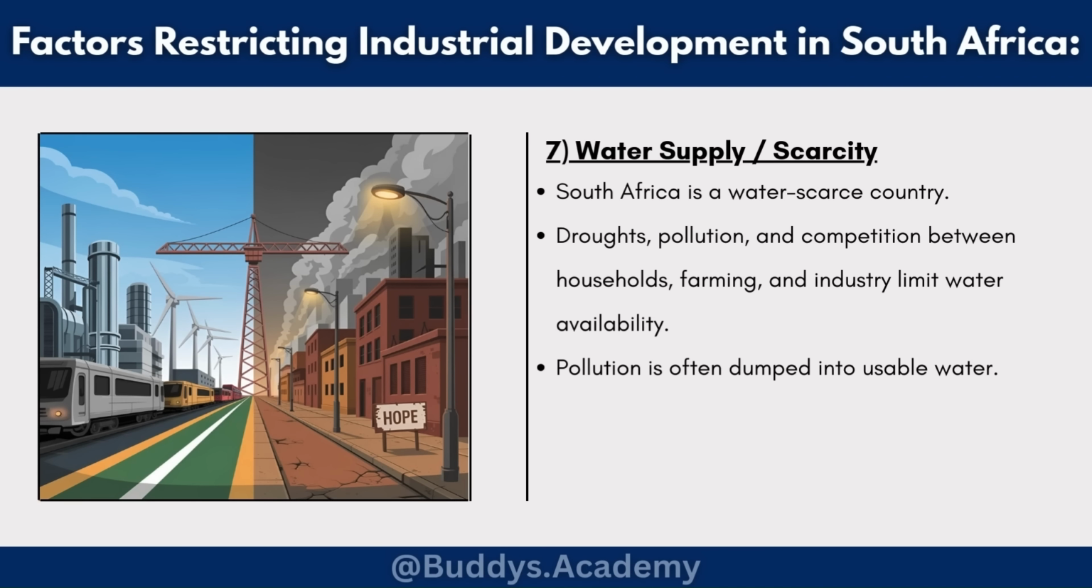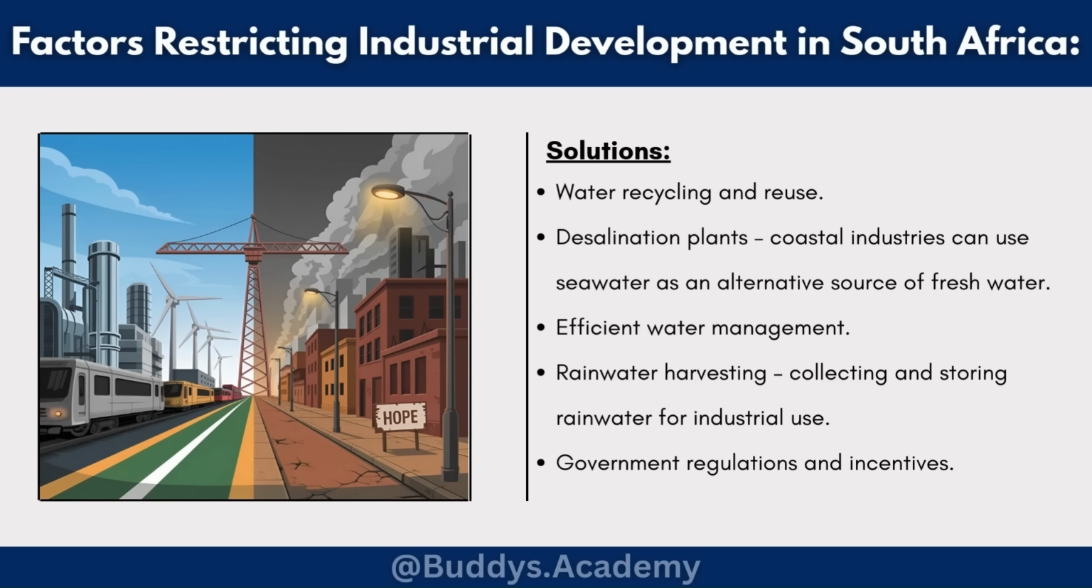Now, South Africa is going to be a water scarce country. That means that we're not going to receive a lot of rainfall. Droughts, pollution, and competition between households, farming, and industry are going to limit water availability. Pollution from various industries is often going to be dumped into your usable water. But what are some solutions to our water supply issue?